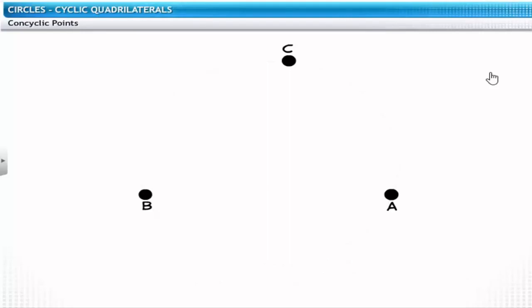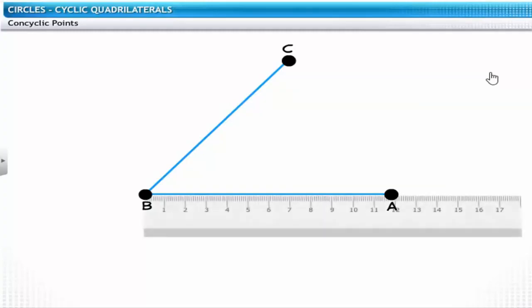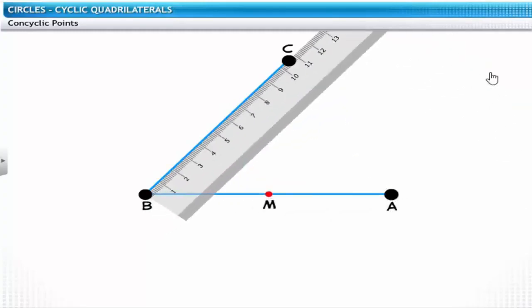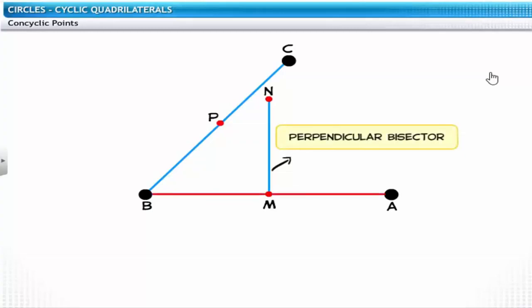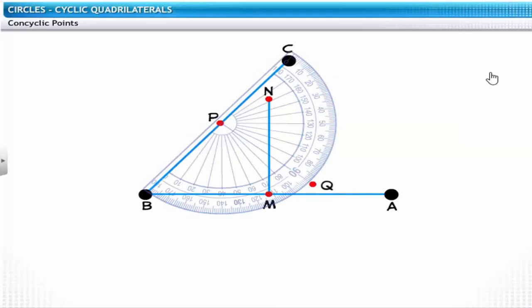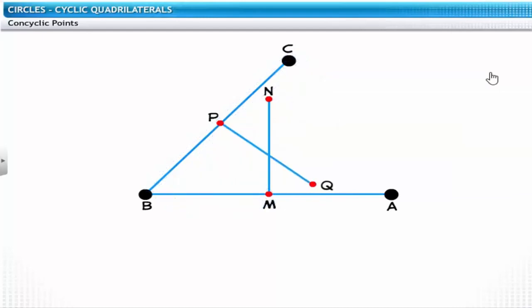First, let us join AB and BC. Next, let us mark the midpoints of AB at M and BC at P. Now, let us draw a perpendicular at M. What does this line MN represent? MN is the perpendicular bisector of AB. Now, let us draw a perpendicular at P. Here PQ is the perpendicular bisector of BC.